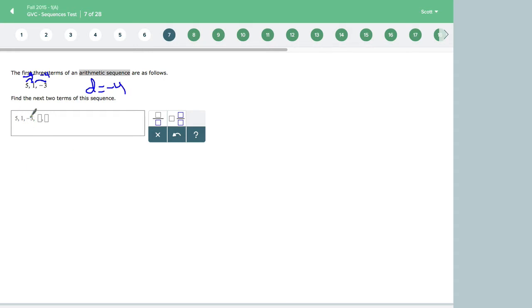Well, what's negative 3 minus 4? Negative 3 minus 4 is negative 7. And so that's what we're going to put in the next box, just negative 7. What's negative 7 minus 4? It's negative 11. So with the arithmetic sequence, you just keep the common difference going. Just keep minus 4, minus 4, minus 4, minus 4, and so on.